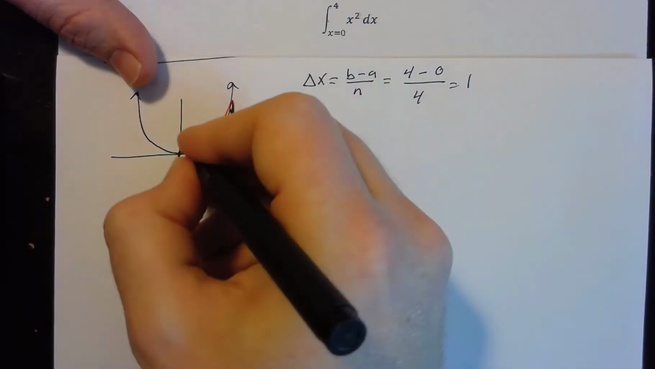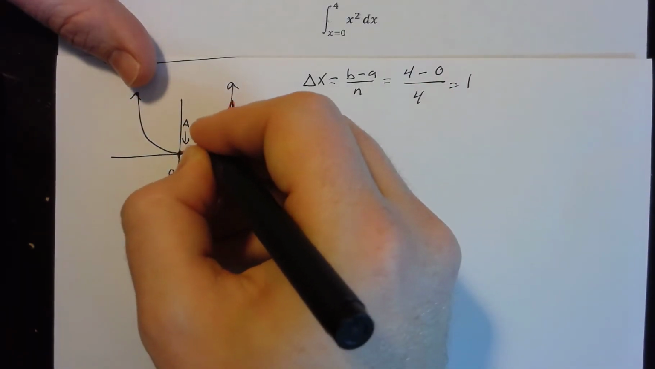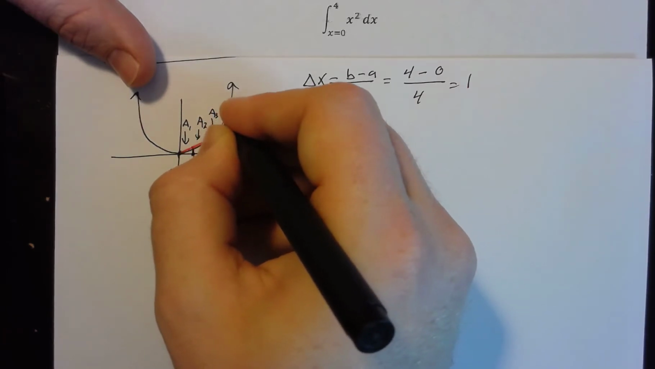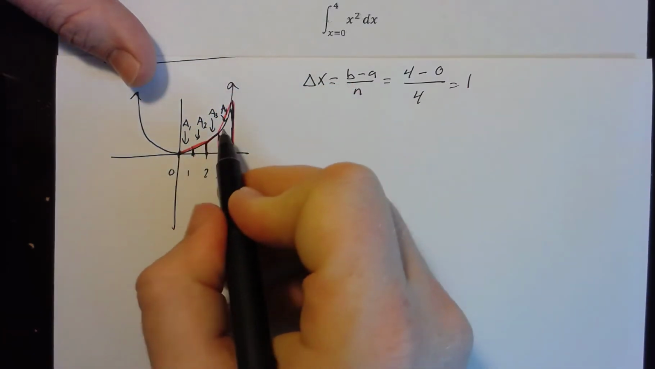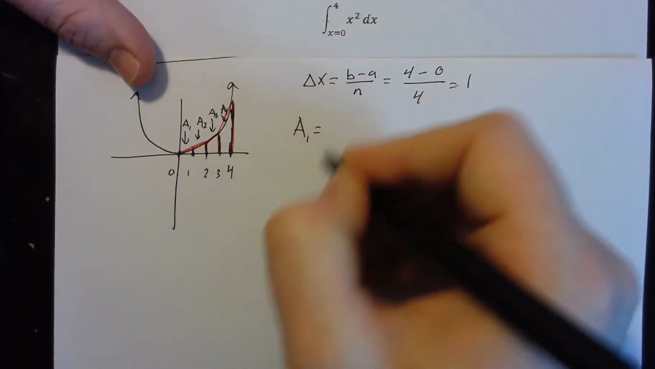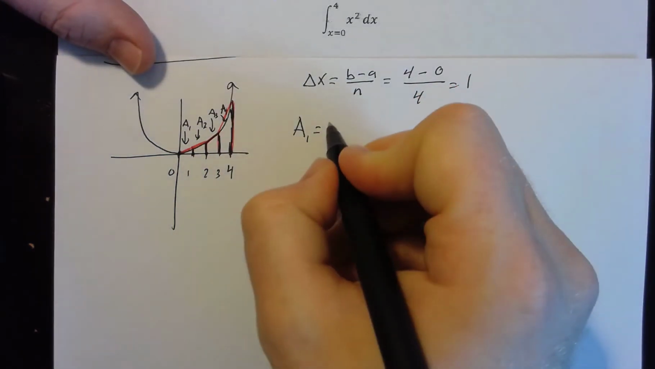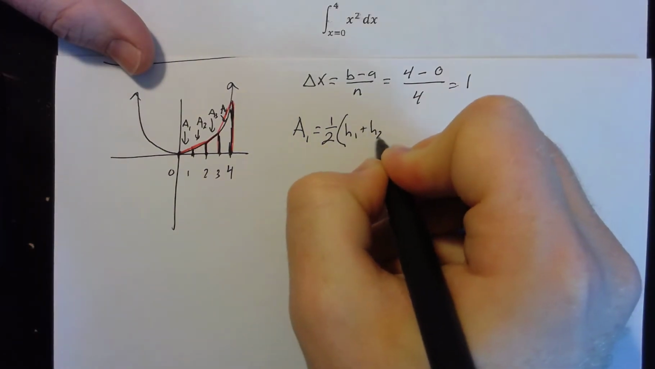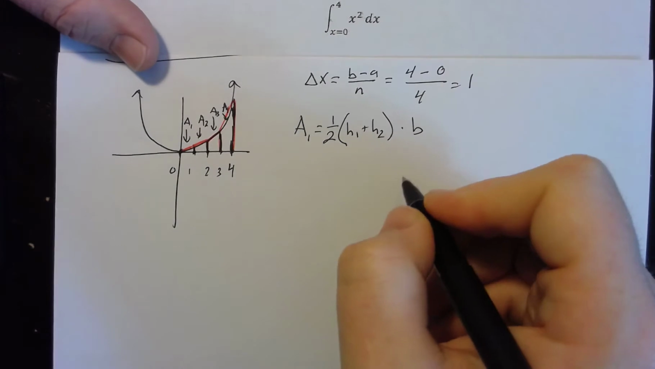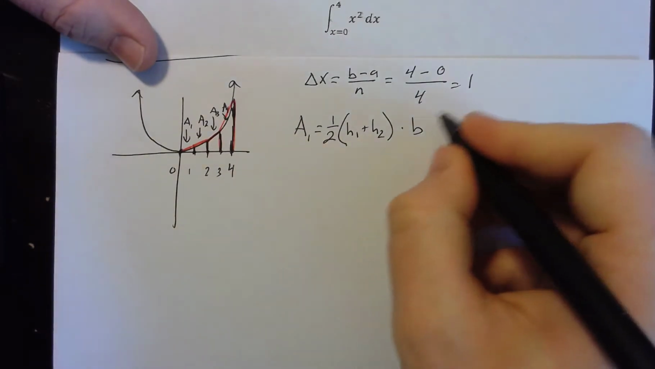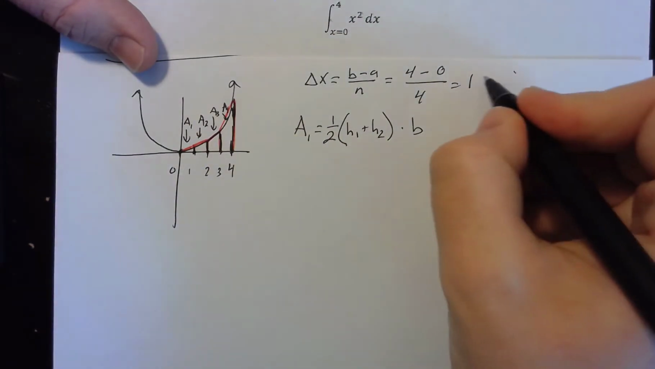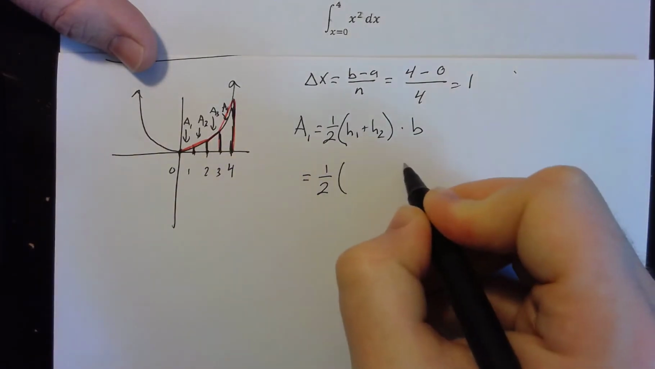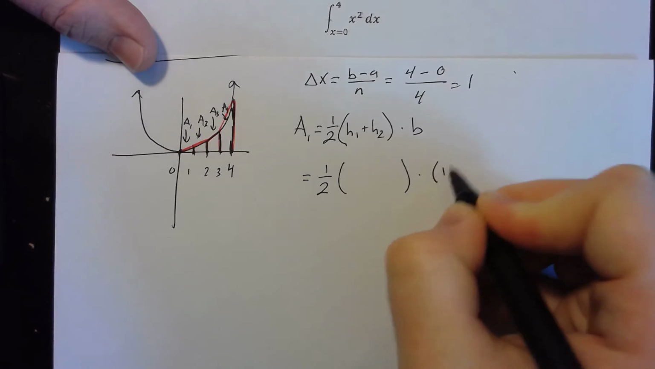Now let me start with area 1, and then I'm going to go through area 2, area 3, and area 4. I'm going to evaluate all 4 of those different trapezoids. So for area 1, I'm going to have, one more time, 1/2, in this case height 1 plus height 2, times the base. Well, what's the base? The base is that value 1. Again, base is almost always going to be equal to that delta x. So I'm going to have 1/2 times a couple of values times the value of 1.